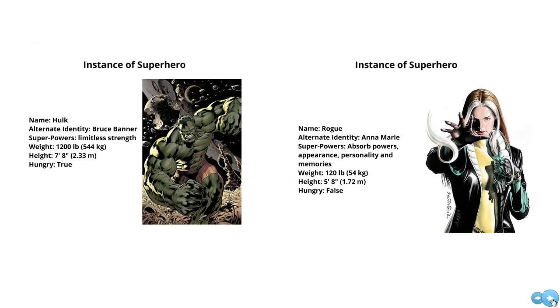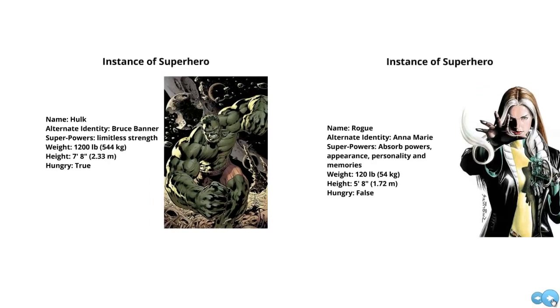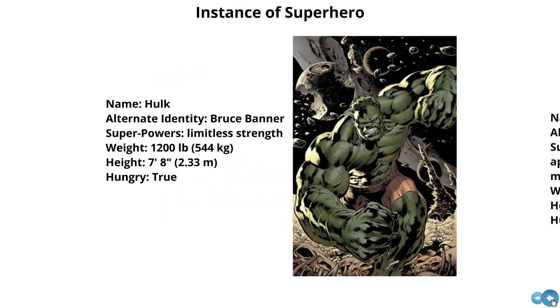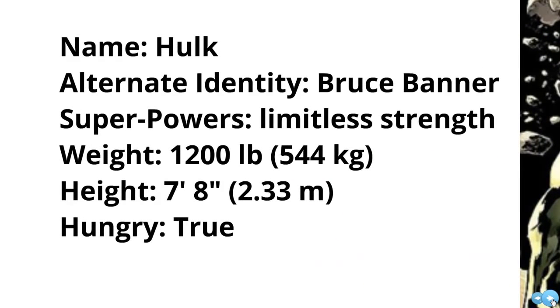So here we have two instances of the superhero class, one of them describing the Hulk and the other one describing Rogue. So if we look at Hulk, in terms of its data, we would have its name being Hulk, alternate identity being Bruce Banner, superpowers, it's got unlimited strength, its weight, 1,200 pounds, height, 7'8", hungry, maybe he's hungry for whatever reason. So all these things would be associated with a specific instance of the superhero class.